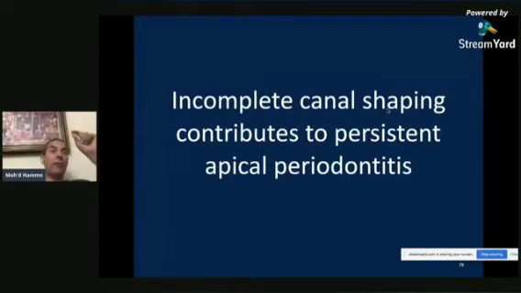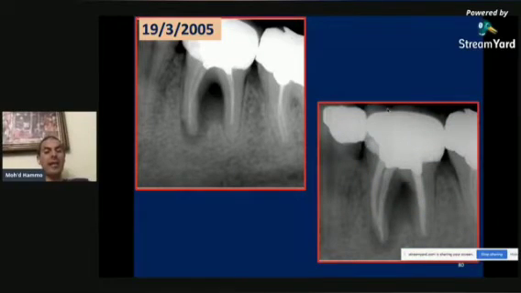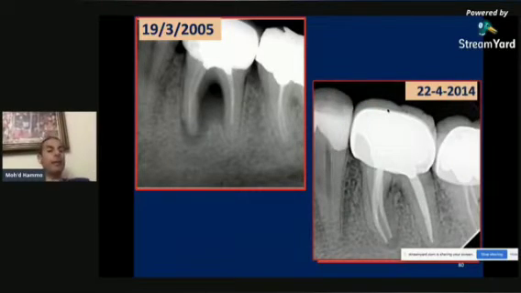Because if we miss 1 or 2 millimeters, what will happen? Incomplete canal shaping will contribute to apical periodontitis like this here. What happened here? This dentist did not reach the end of the canal, and because of this, we still have bacteria in the root canal system. If we reach the 0.0 point like this and make our cleaning, shaping, and obturation here, what will happen? We will have complete healing.